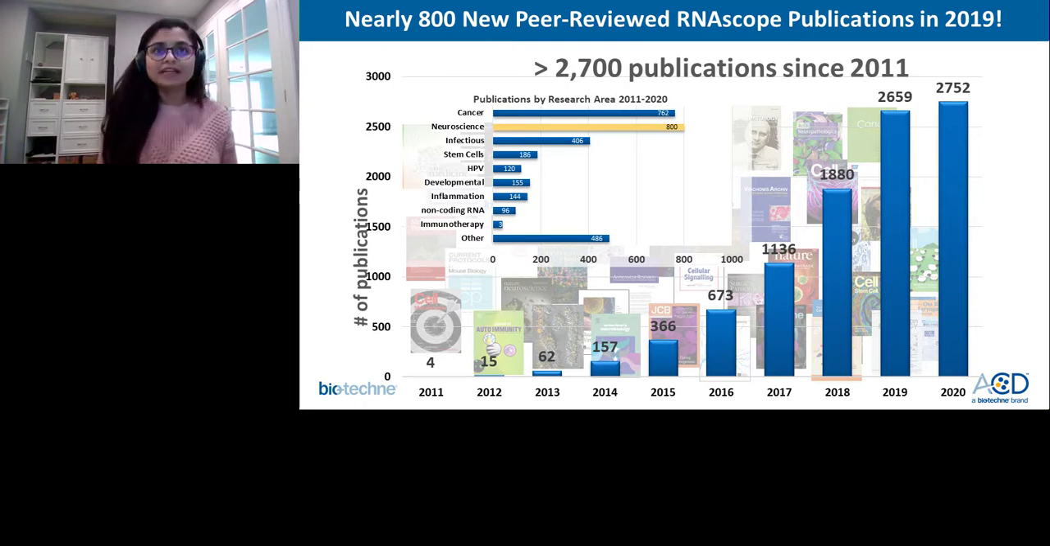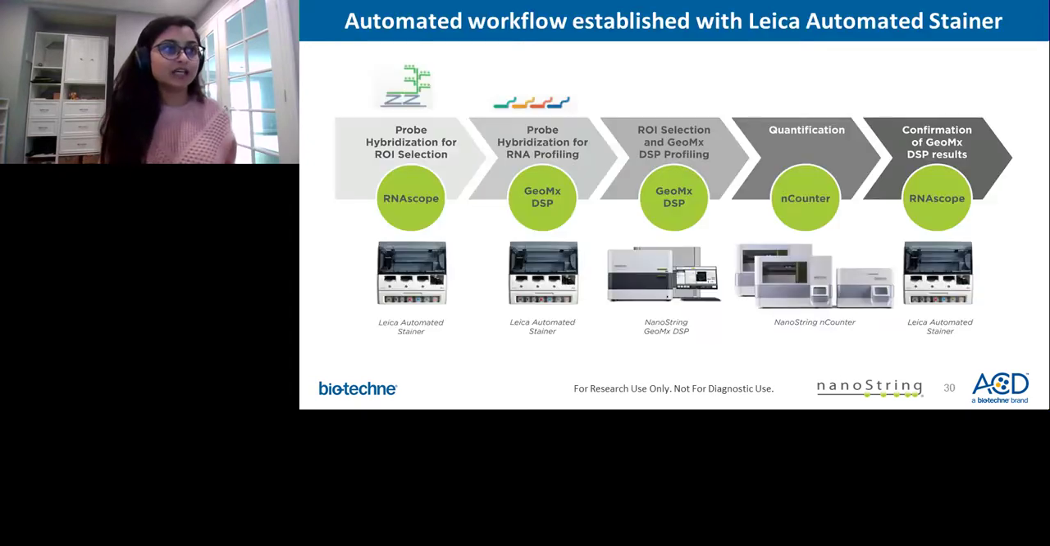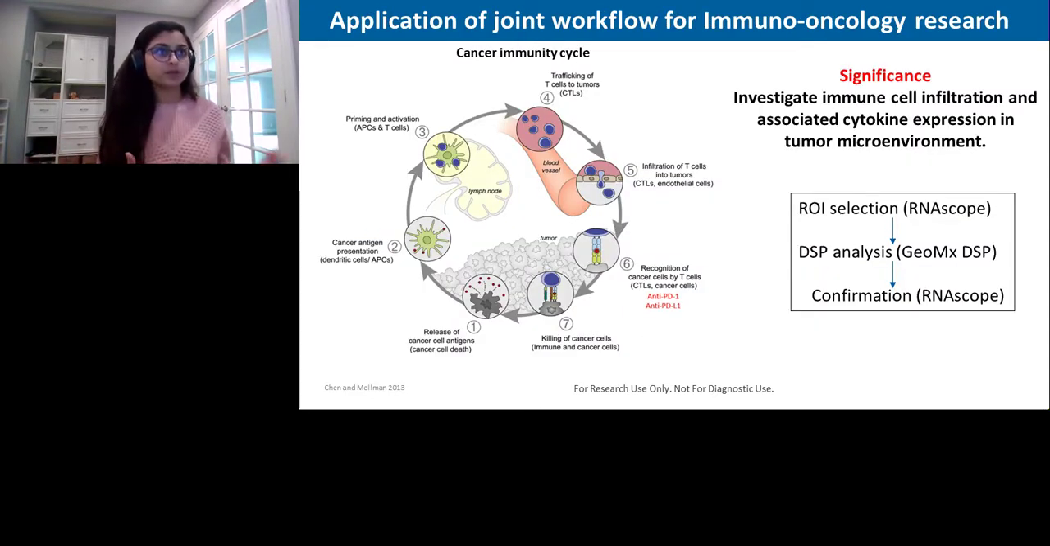Next, I want to talk to you about a very interesting collaboration of ACD Biotechnology with NanoString to combine our RNAscope and GeoMx DSP technologies. Here is an image of the workflow wherein you can use RNAscope as a molecular guide to characterize specific regions in the tissue to perform digital spatial profiling. We wanted to show the application of this joint workflow using a specific example. So we decided to study the immune cell infiltration within lung cancer tumor microenvironment. So for that, step 1 was to identify markers to perform RNAscope on the lung cancer tissue.